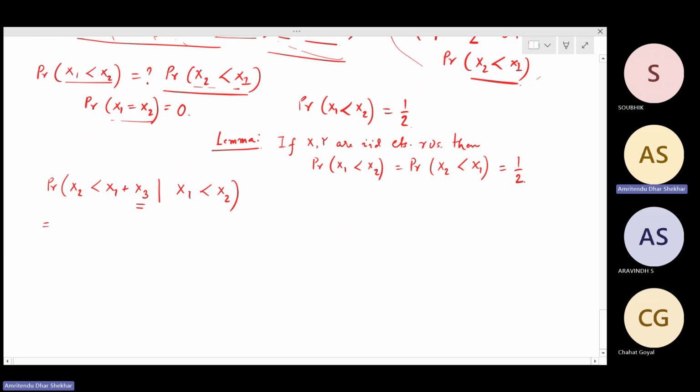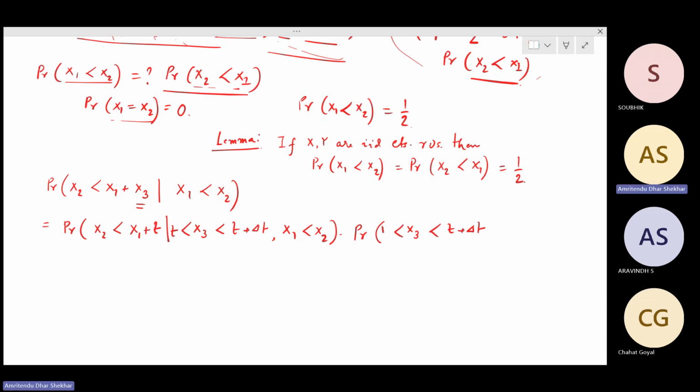How do you express this? Let's write it: the probability of x2 being smaller than x1 plus t, given that x1 is less than x2 and x3 lies between t and t plus delta t, times the probability of x3 lying between t and t plus delta t. We sum this over all t.